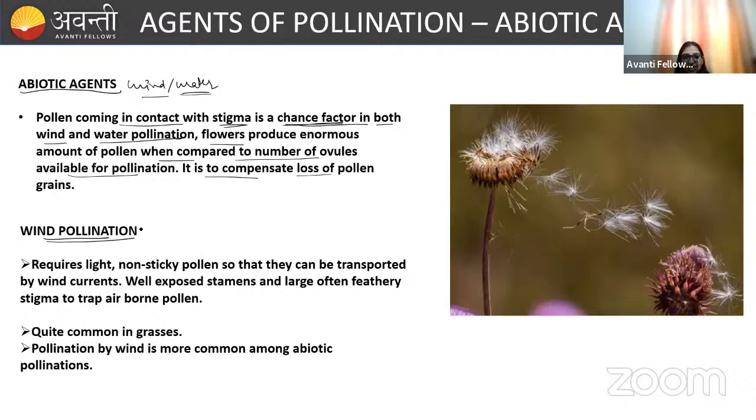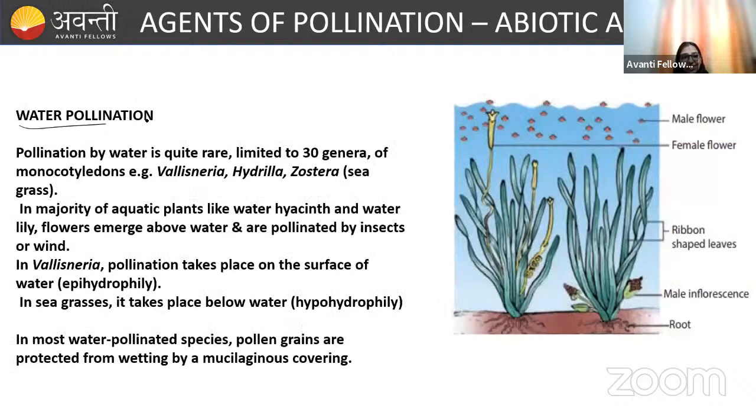For wind pollination, the first condition required is that the pollen should be light and non-sticky, and the stigma should be feathery and well exposed so that the stigma can easily trap the airborne pollen. Wind pollination is quite common in grasses. Water pollination is rare.